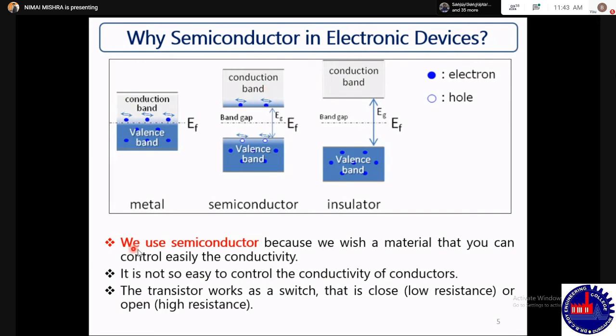So that means we use a semiconductor because it is a material that can control the conductivity. Based on my external forces, I can control the net conductivity. It is not easy to control conductivity in conductors. Just now I said all transistors work as a switch. That switch you can only get in a semiconductor, and this is the basic principle of any electronic device. So see how interdisciplinary things are.